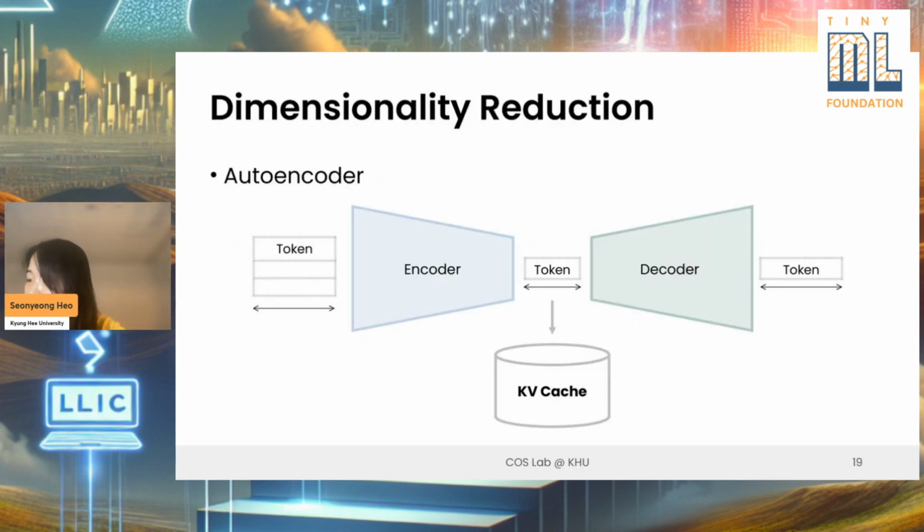So lastly, we tried reducing the dimension of KV tokens using an autoencoder. An autoencoder model consists of an encoder and a decoder, where the encoder encodes the input data, lowering its dimension, and the decoder decodes the encoded data to recover the original dimension. Then we can reduce the memory usage of the KV cache by storing the encoded data in the middle into the KV cache.